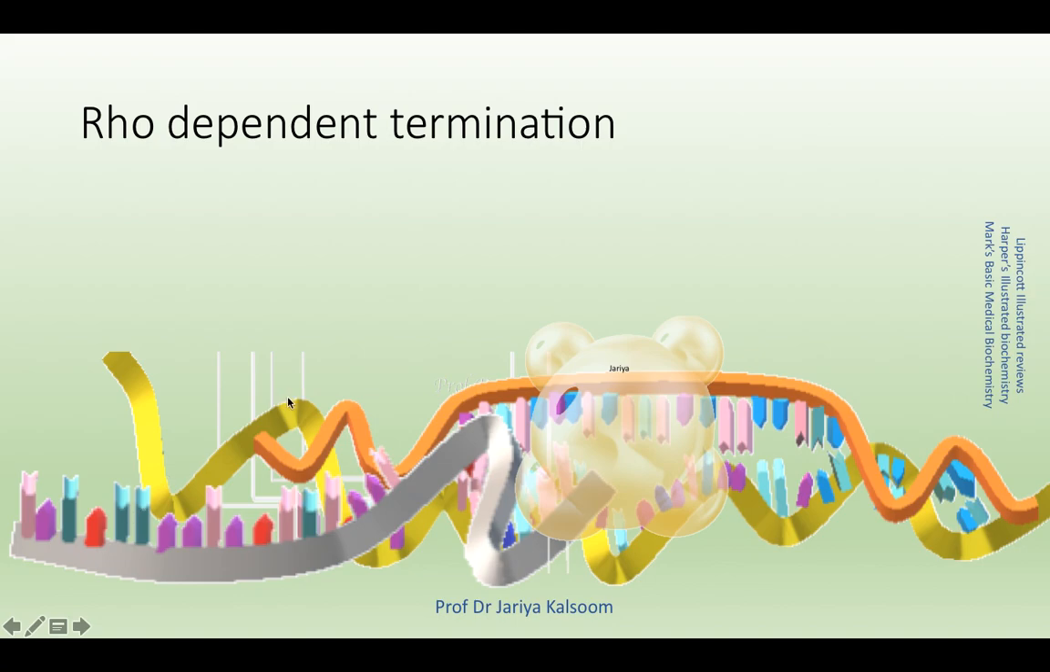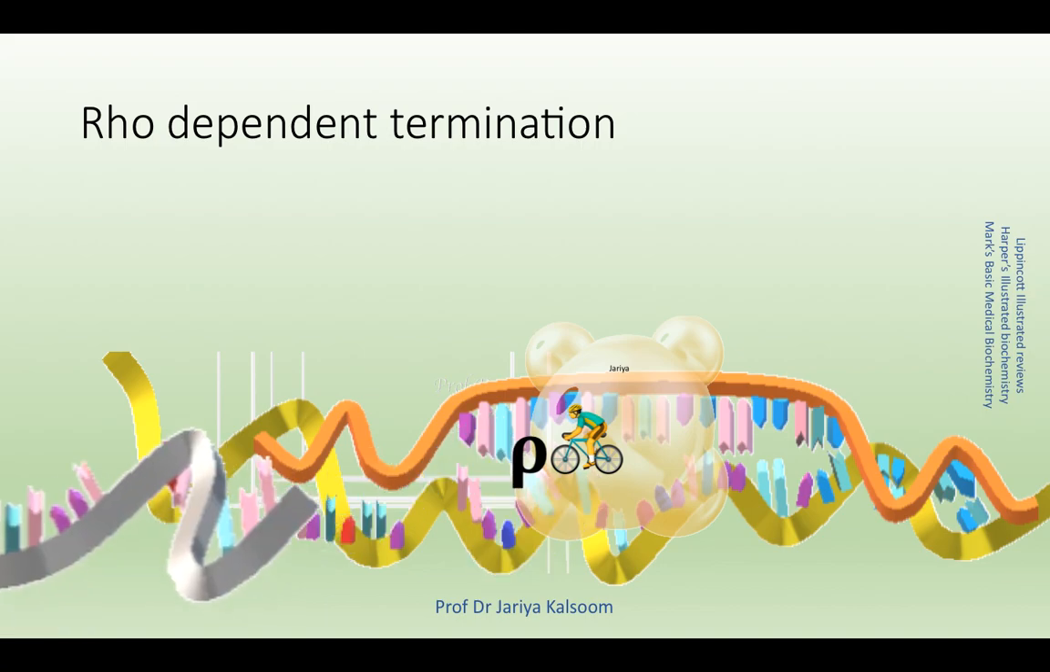In rho-dependent termination, rho protein moves along the RNA until it reaches RNA polymerase paused at the termination site. The ATP-dependent helicase activity of rho separates the RNA-DNA hybrid, causing the release of the RNA.